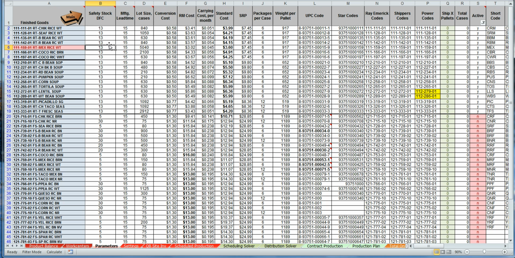So our safety stock is our days of forward coverage. In this particular case, we're using 13 days of forward coverage. Basically what that means is it looks 13 days in advance of what the demand is going to be over that period of time, and it calculates a minimum level based upon that.